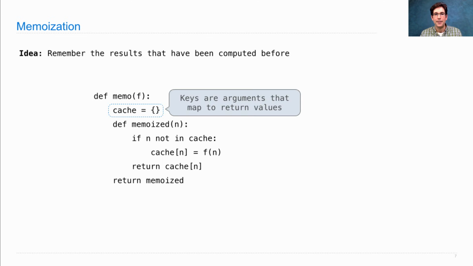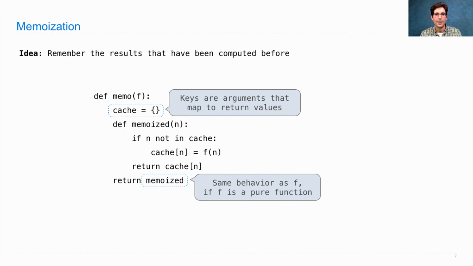So we keep a dictionary between keys and values, where the keys are arguments and the values are return values of f. And this memoized function has the same behavior as f, if f is a pure function. If it's a non-pure function, then we don't actually call f every time we call memoized, so it might have different behavior. So that's something to keep a lookout for. You can only really memoize pure functions and expect their behavior to stay the same.